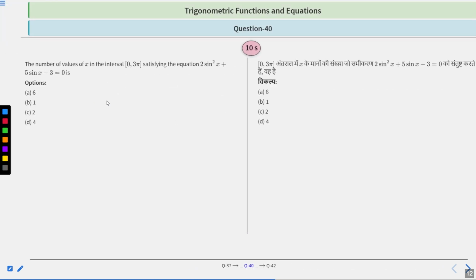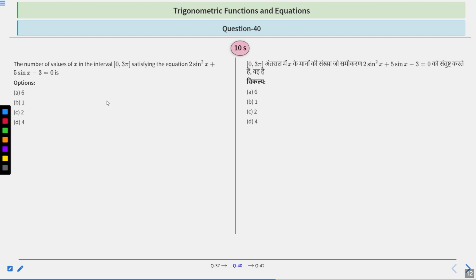Now let's move to the next question, question number 40, which says: the number of values of x in the interval 0 to 3 pi satisfying the equation 2 sine square x plus 5 sine x minus 3 equal to 0 is.